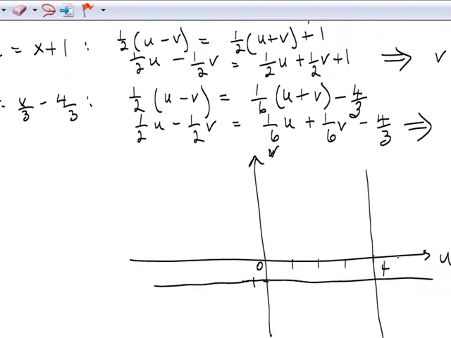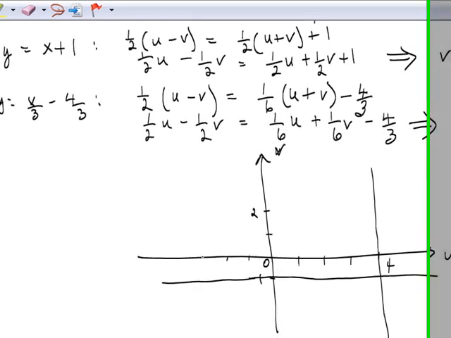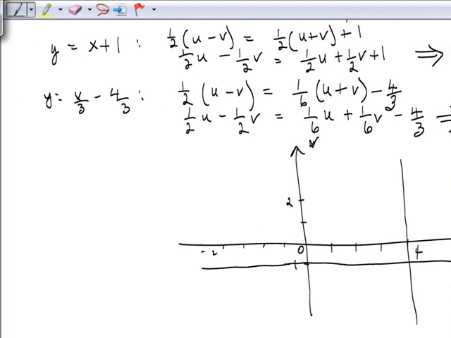V equals u over 2 plus 2 goes through 2. And when v is 0, minus 4, is it? When v is 0, minus u over 2 equals 2. So use minus 4. 1, 2, 3, 4. Okay, let me extend this a bit here.